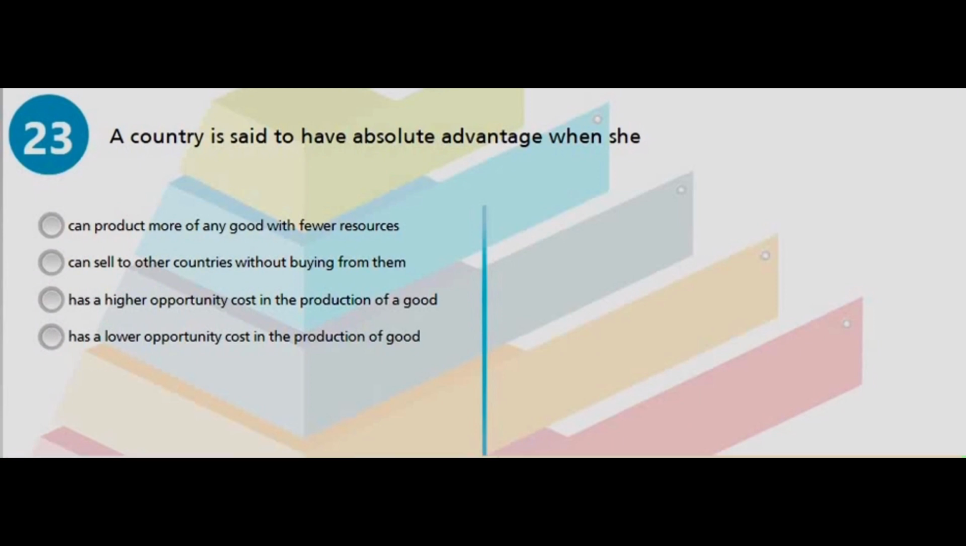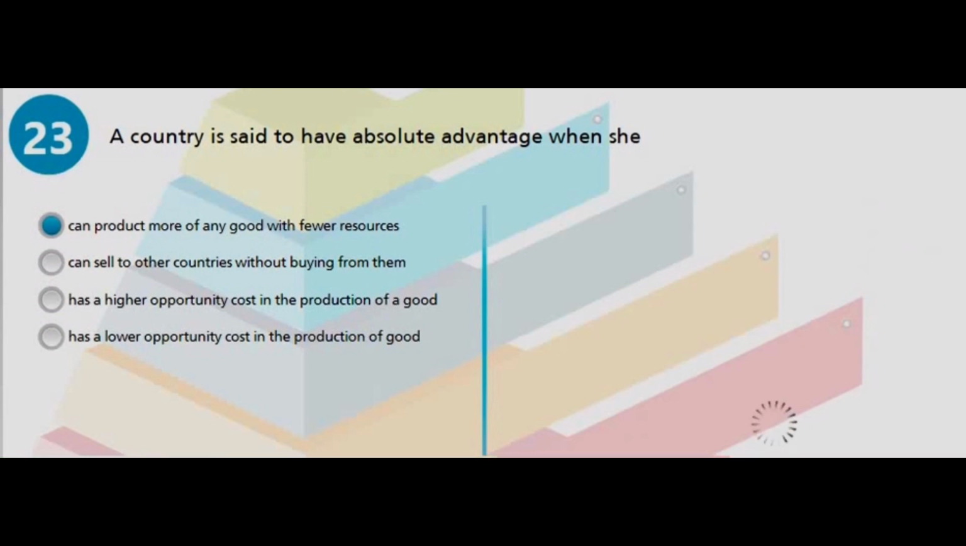Question 23. A country is said to have absolute advantage when she A, can produce more of any good with fewer resources, B, can sell to other countries without buying from them, C, has a higher opportunity cost in the production of a good, and D, has a lower opportunity cost in the production of a good. Well, a country can be said to have it if it can produce more of any goods with fewer resources. That is, the country has cost advantage in the production of the two commodities considered. So the right answer has to be A.